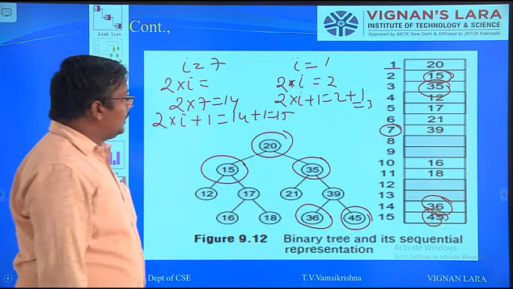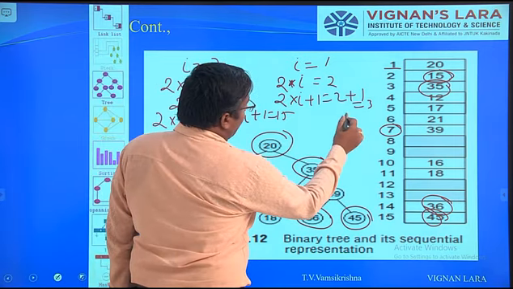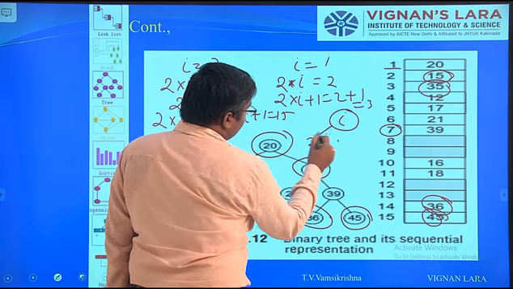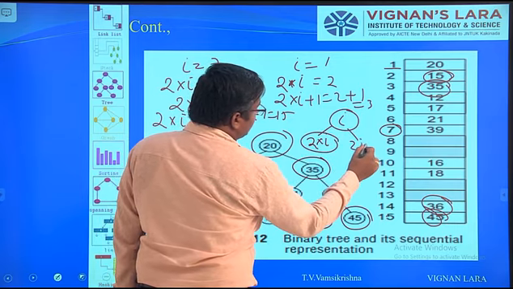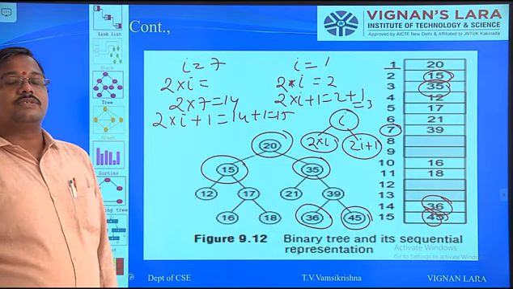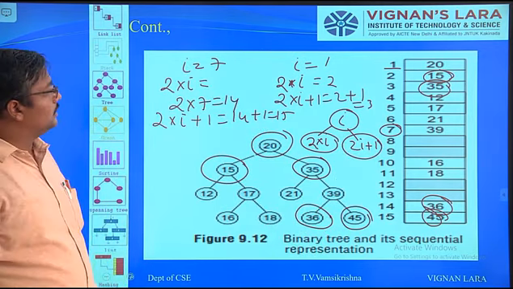So this is the formula. In the ith position, the parent node is there. 2i position, left child. 2i plus 1 position, right child.